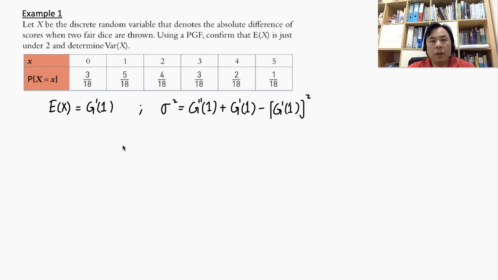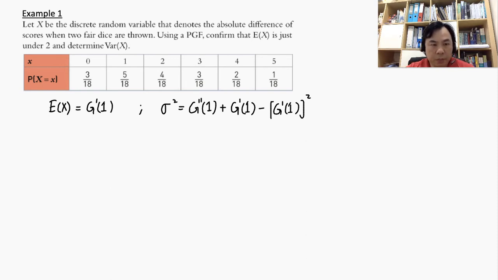Now assuming that X is the discrete random variable that denotes the absolute difference of scores when two fair dice are thrown. So the difference could be 0, or the difference could be 1, or 2, or 3, or 4, and so on and so forth. Now let me draw out the result for you to see how it actually looks like.